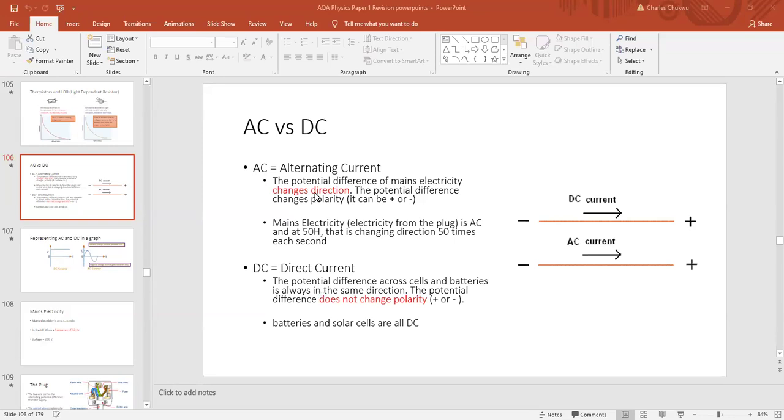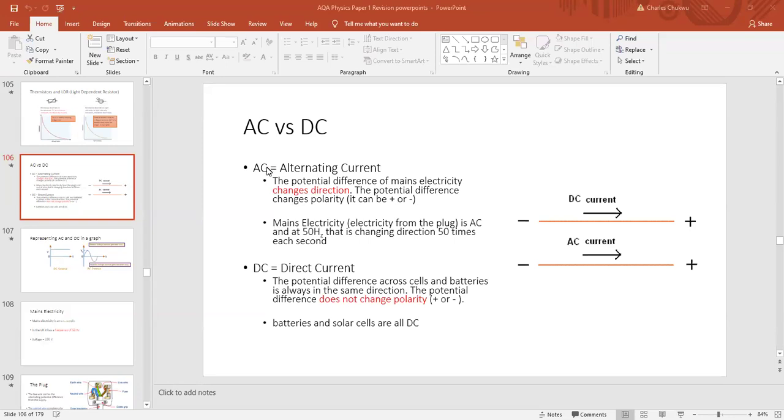The first one is that for AC, alternating current, the potential difference, meaning electricity, changes direction. So that's why you have that graph going up and down, like a mountain and then a valley. And then you have another mountain again and then a valley, and so on and so forth. So it changes direction. The potential difference changes polarity. It can be positive or negative.